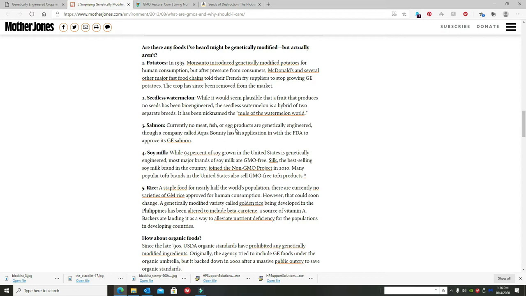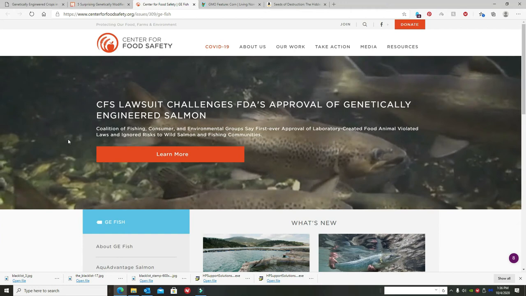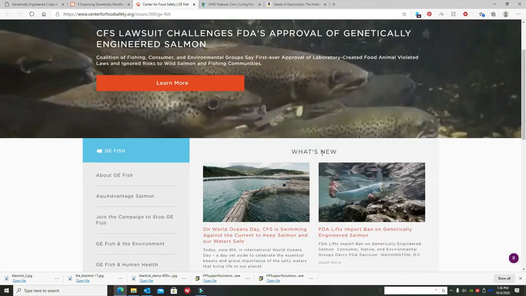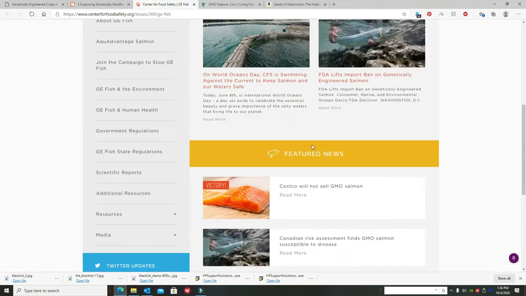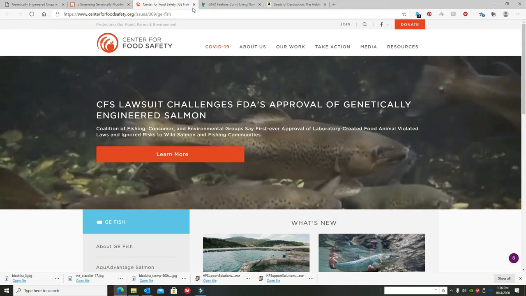Salmon says currently no meat, fish, or egg products are genetically engineered, though a company called Aqua Bounty has an application. They have been approved. And the salmon, what a lot of people were fussing about, is the salmon that they created. This thing is a lot bigger than a normal salmon, and they're afraid that they'll kill them. And I think there's something different in their meat.